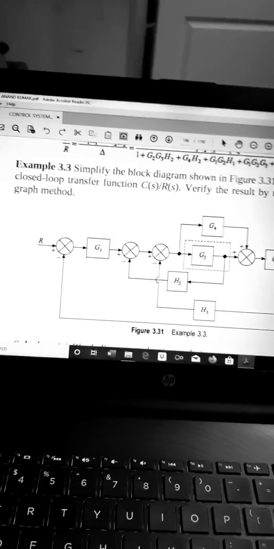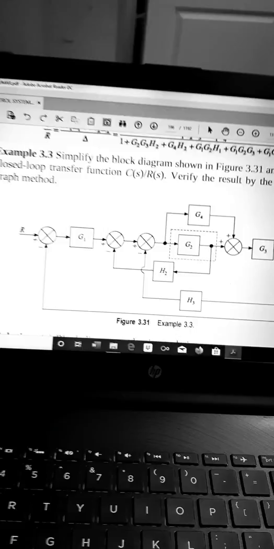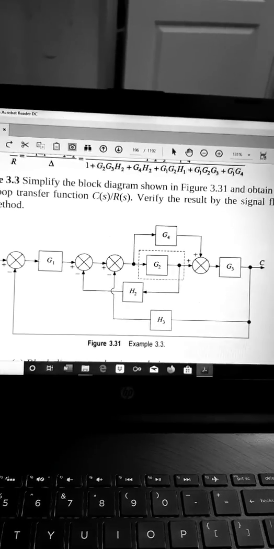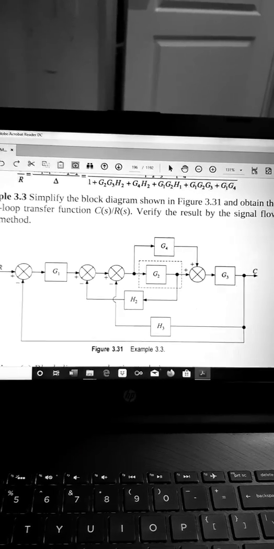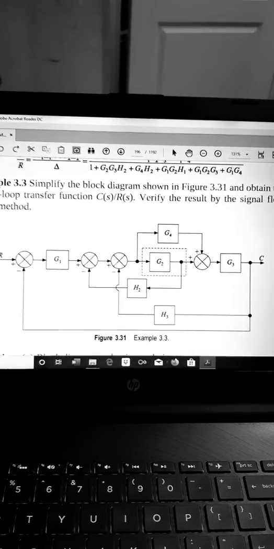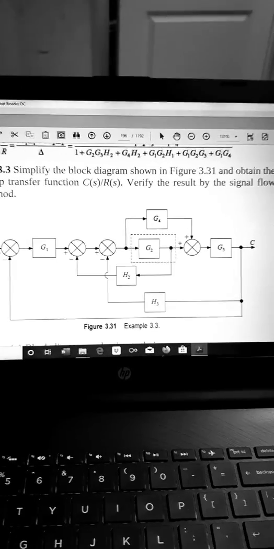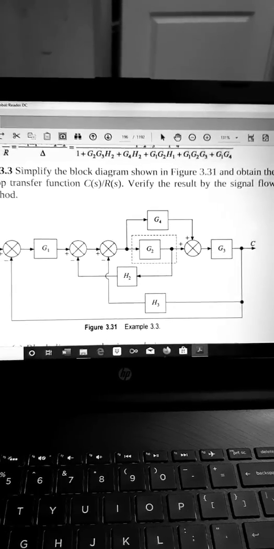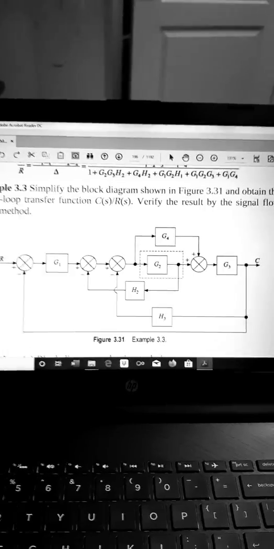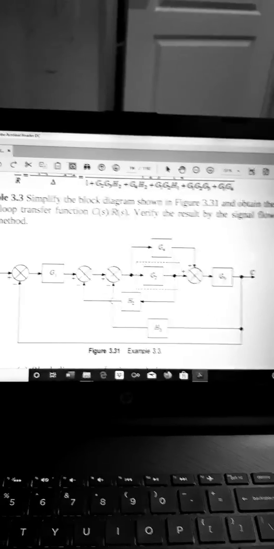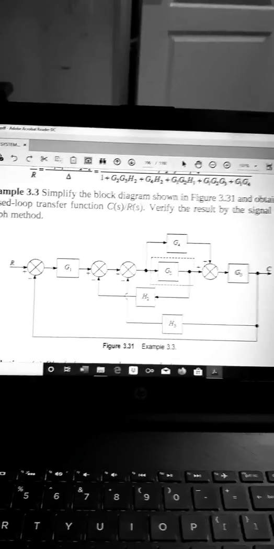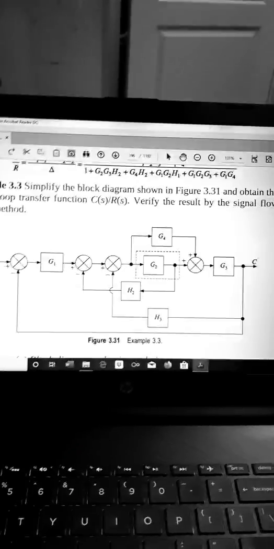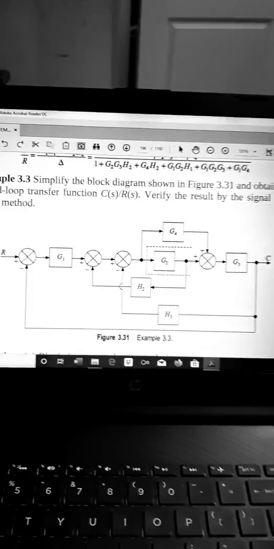Now we will see the third example. Here, simplify the block diagram shown in the figure and obtain the closed loop transfer function C of S divided by R of S. Verify the result by the signal flow graph method. This will be a typical university question. So you should be very careful. You have to verify the result by the signal flow graph method. That is the way they ask the question in university examinations.